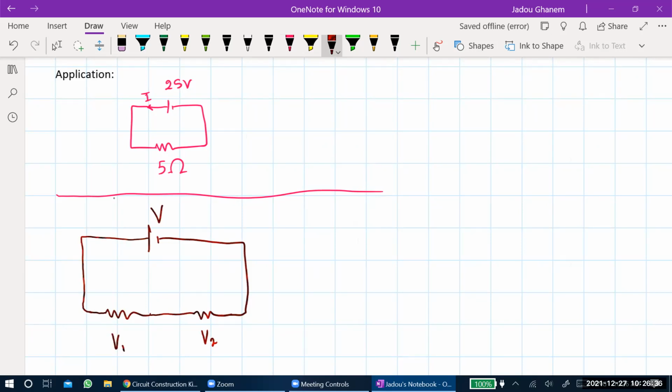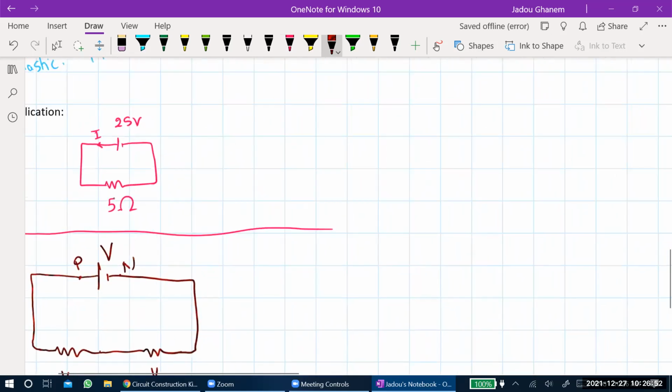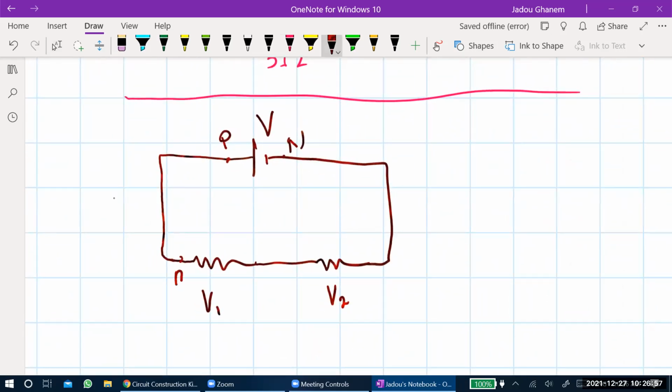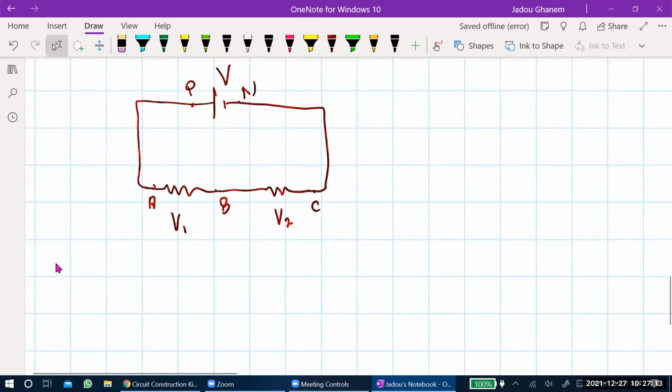Okay, the main difference between the law of addition of voltages and Kirchhoff's voltage law, if we want to apply it here, let me just provide some names. Let's say this is P, this point is N. Let's call this A, and this is B, and this is C. The law of addition of voltages states that, I'll try to write it here.